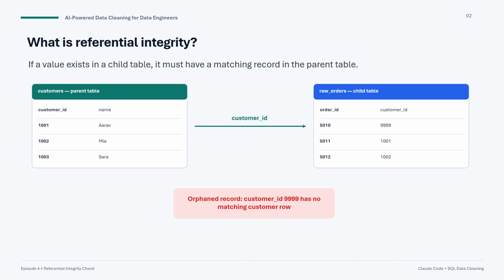In our example, customers is the parent table, raw orders is the child table, and customer ID is the key connecting them. If an order contains customer ID 9999, but this customer doesn't exist in the customers table, then the order becomes an orphan order. In a transactional database, foreign key constraints would normally prevent this. However, in data engineering pipelines, staging tables often load data without constraints, which allows these issues to slip through unnoticed.